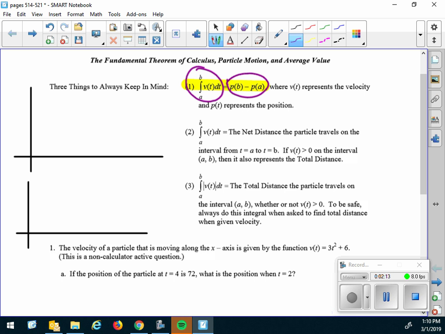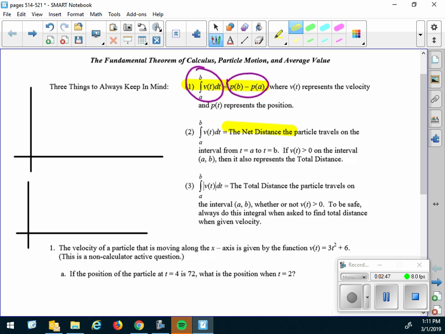Now let's talk about number 2. The integral from a to b of v of t dt is net distance, okay? Now you need to remember, net distance, if I'm going from here to Walmart, is just from here to Walmart. If I realize before I left that I left my wallet at home, and I have to go home, and then I have to turn around, and then I go back to Walmart, that's total distance, right?